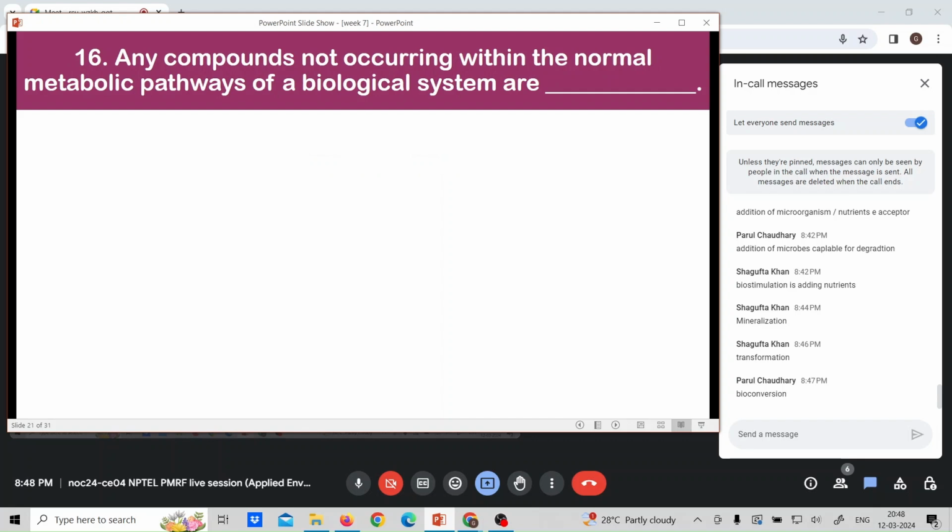So here's the next question. All these are general terms that you have to know with their right meaning. Parul, for the previous question, it's not bioconversion because I have not mentioned explicitly that it's in a biological way.